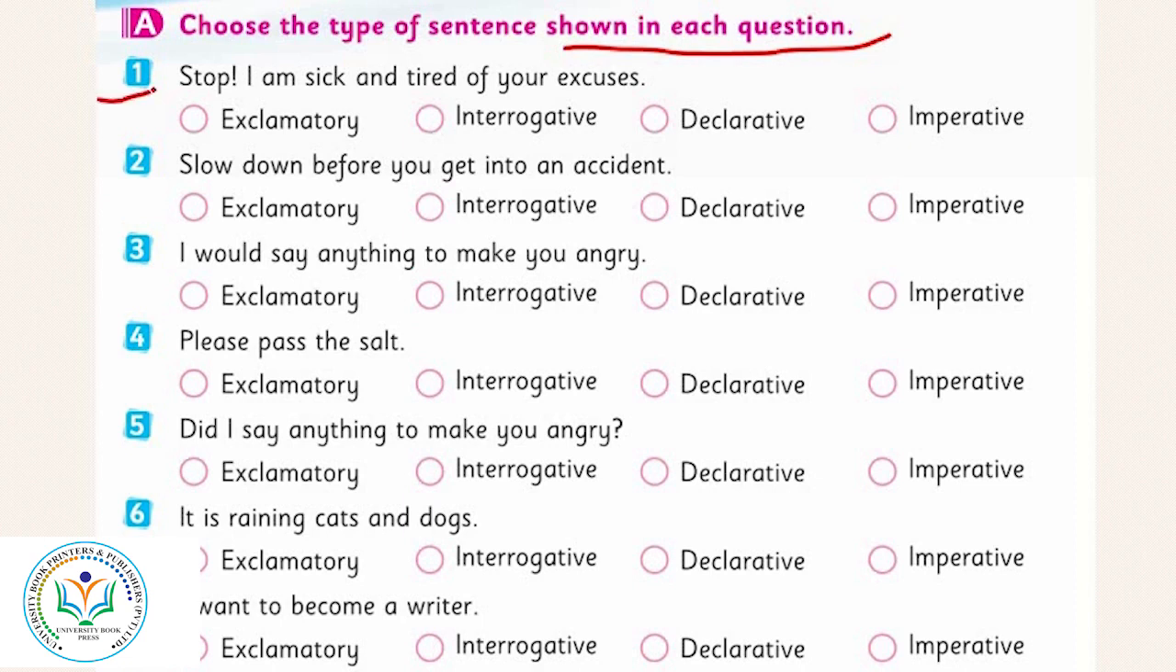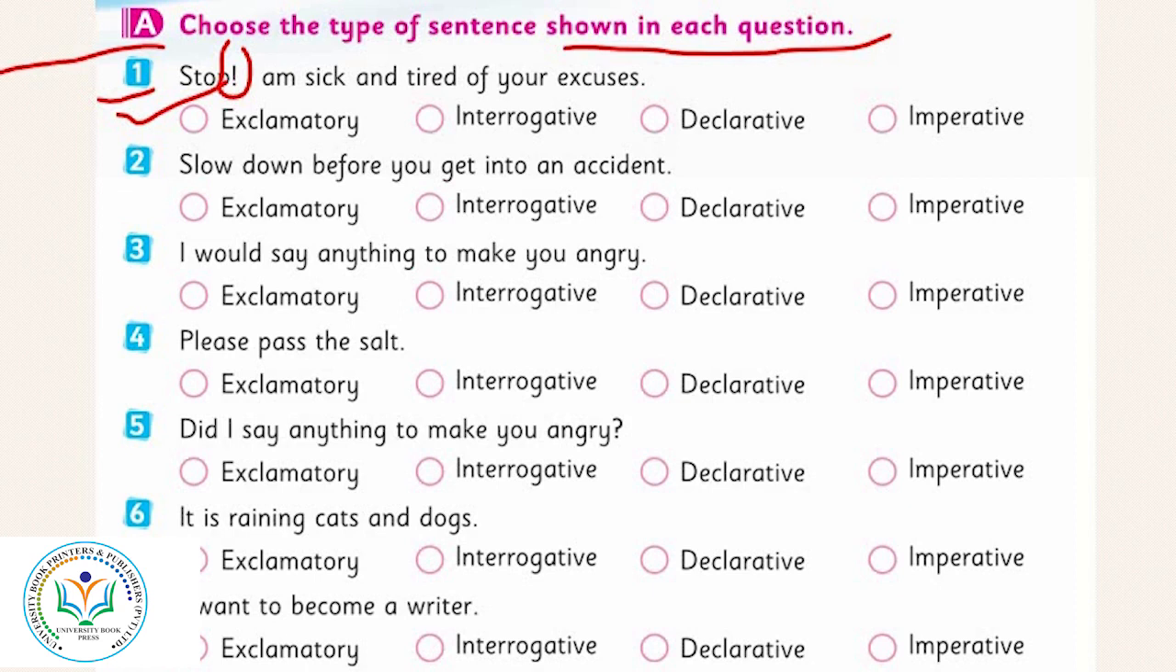Look at the first one here. Stop, I am sick and tired of your excuses. Yes, we have an exclamation mark here. So, we have the exclamation mark in the sentence, and it is very obvious that it is an exclamatory sentence. It is indicating strong feelings or emotions.